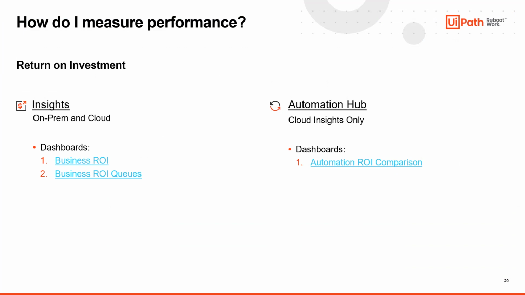There are two ways to do this. The first is within Insights itself, and here we have the ability to look at the business ROI based on processes and the business ROI based on queues. The other way that we can calculate ROI is through Automation Hub.